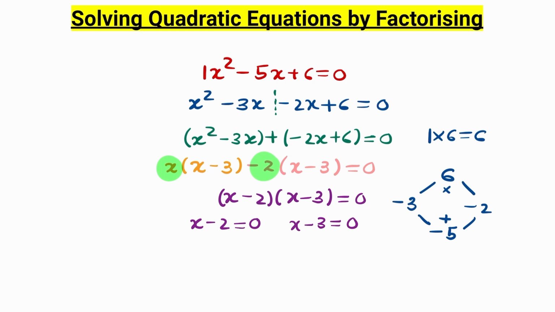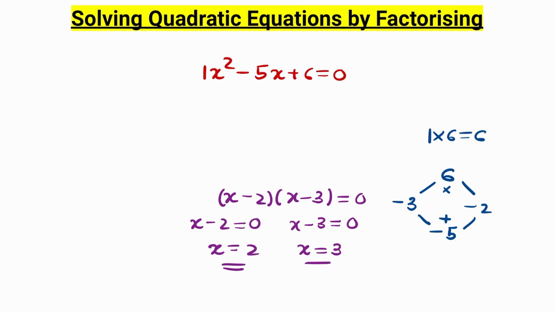In the first equation, we can take minus 2 to the other side as plus 2. So x is equal to 2. That's one solution. And here we can take minus 3 to the other side as plus 3. x equal to 3. That is the other solution. Now children, can you see here that a is equal to 1?